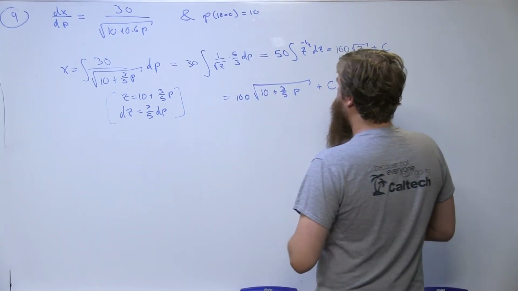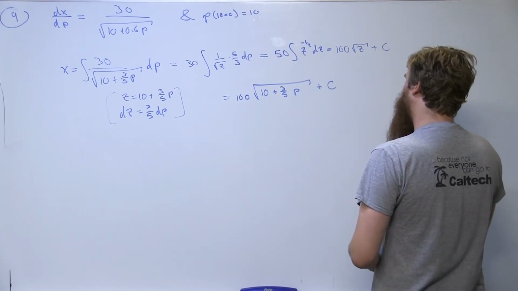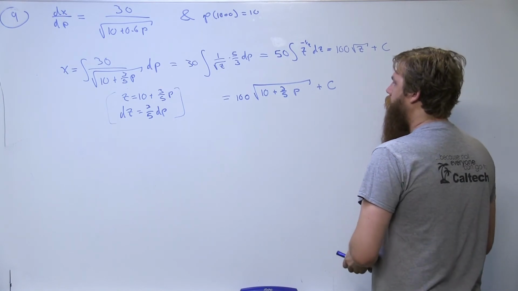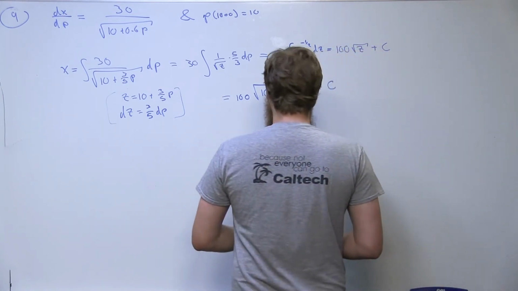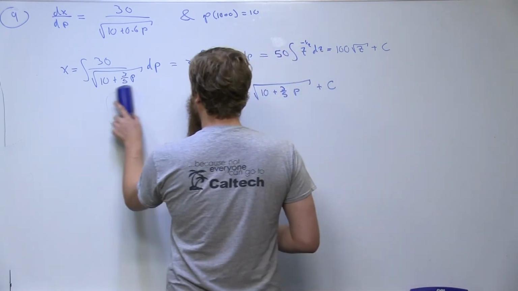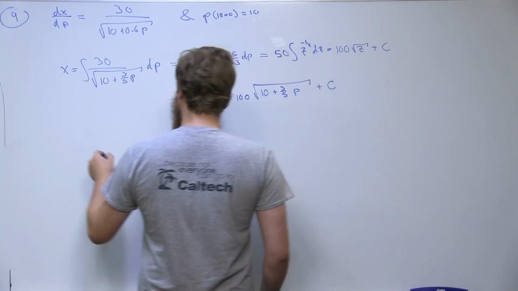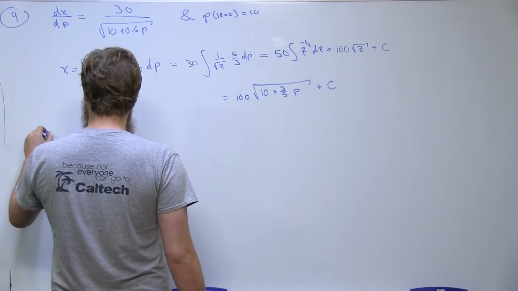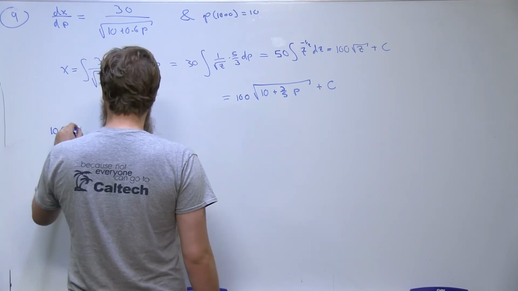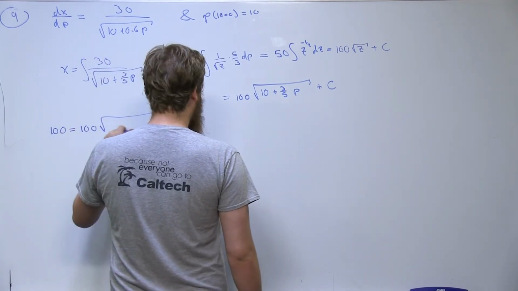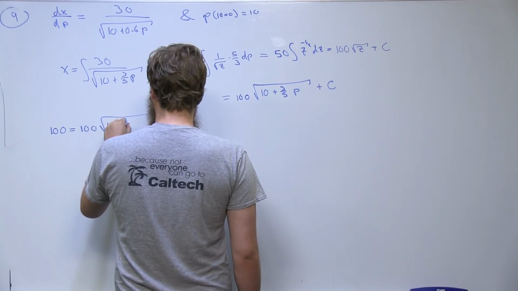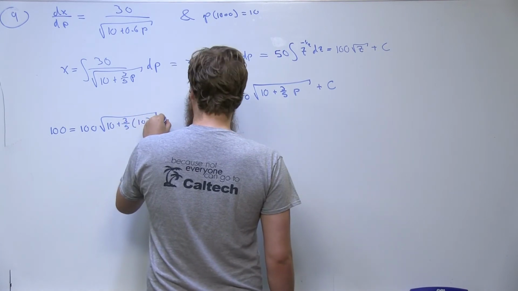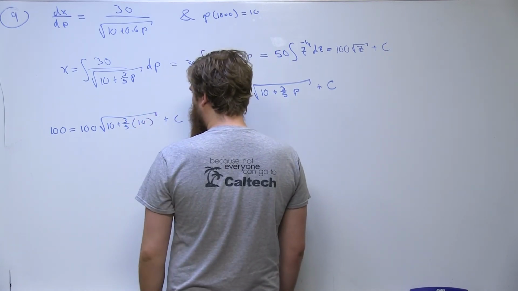We're told that p of 1,000 equals 10. This isn't how it's given to you in the problem, it's just a compact way to write it. In other words, x equals 1,000 corresponds to p equals 10. So if we plug those values in to find c, I'm going to erase this. So if we plug in x equals 1,000, then we get 1,000 is equal to 100 times the square root of 10 plus 3/5 of 10 plus a constant. That's the constant we're trying to figure out.